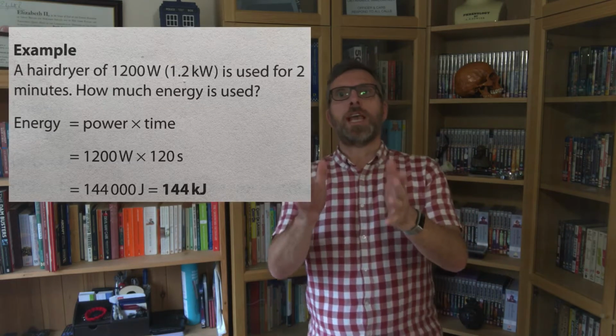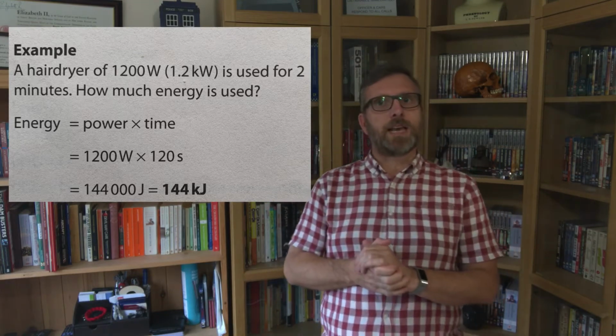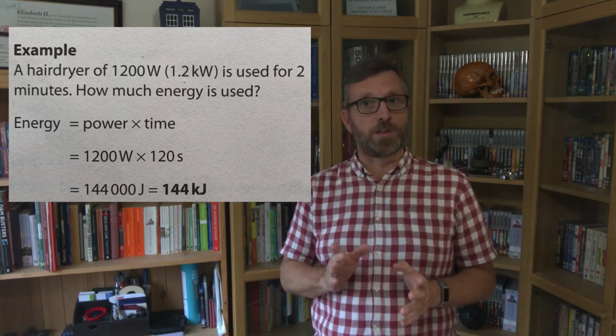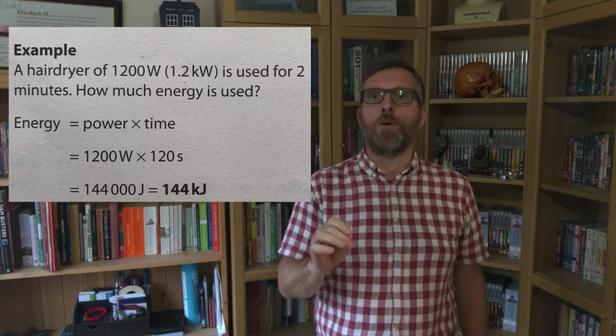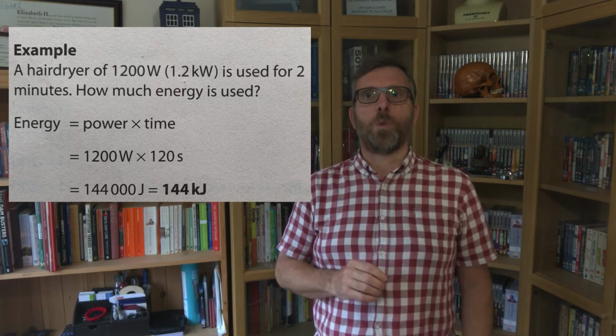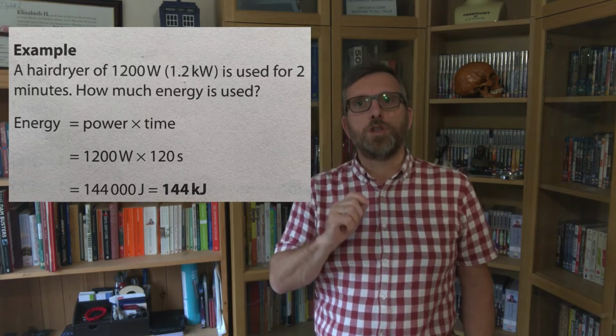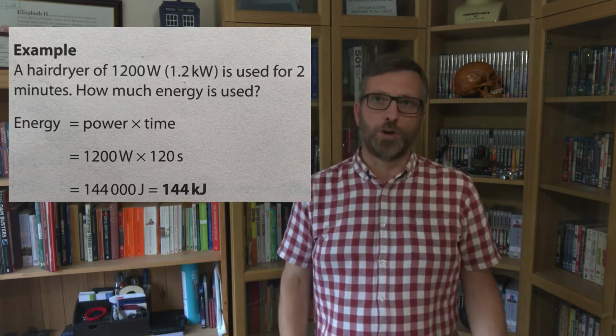Okay. Energy is power multiplied by time. So remember to convert minutes into seconds by multiplying by 60 first. So the energy used therefore is 1200 watts multiplied by 120 seconds, which equals 144,000 joules or 144 kilojoules. Here's 2 more examples of questions.